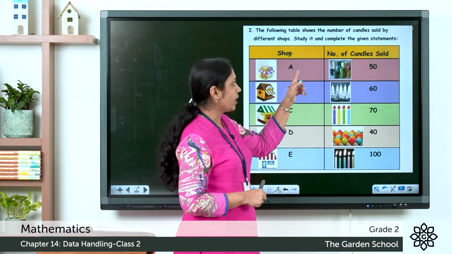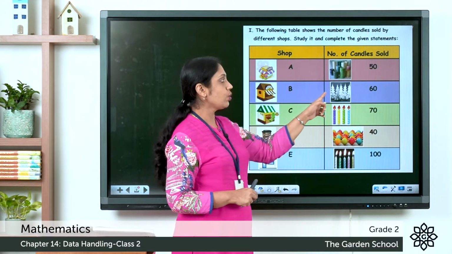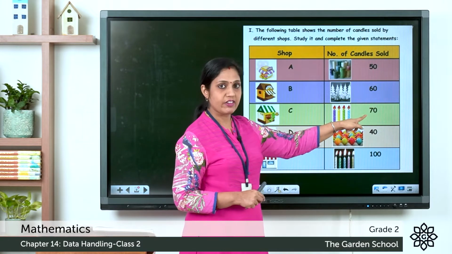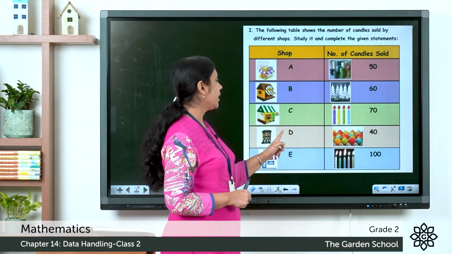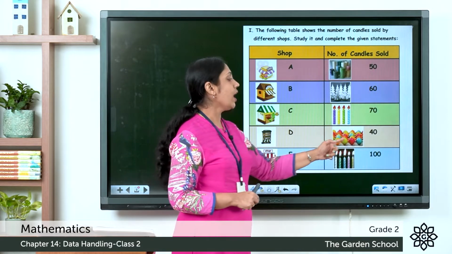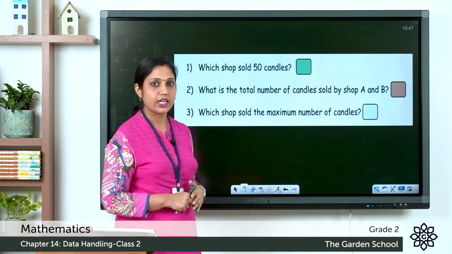Shop A sold 50 candles. Shop B sold 60 candles. Shop C sold 70 candles. Shop D sold 40 candles and shop E sold 100 candles. Now some questions are given. We have to answer them.